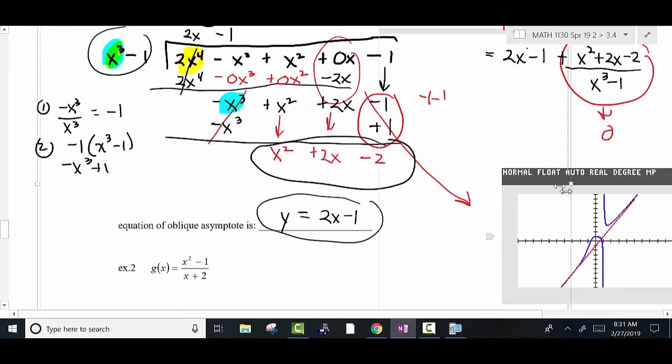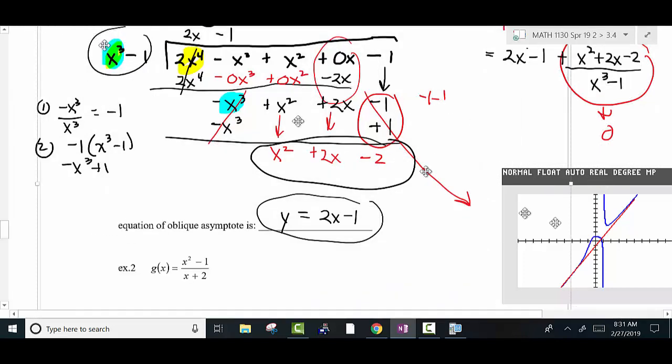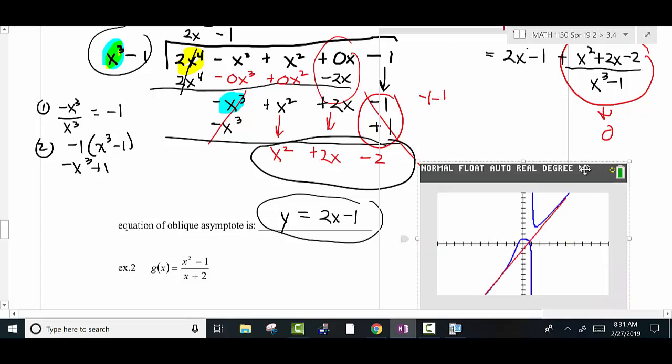So an oblique asymptote works like this. The idea is, as you go to infinity, what's the graph doing? The graph's just getting close to that line. As you go to negative infinity, the graph's also getting close to that line. That's what an oblique asymptote is. It's a line that slants and then goes like that.